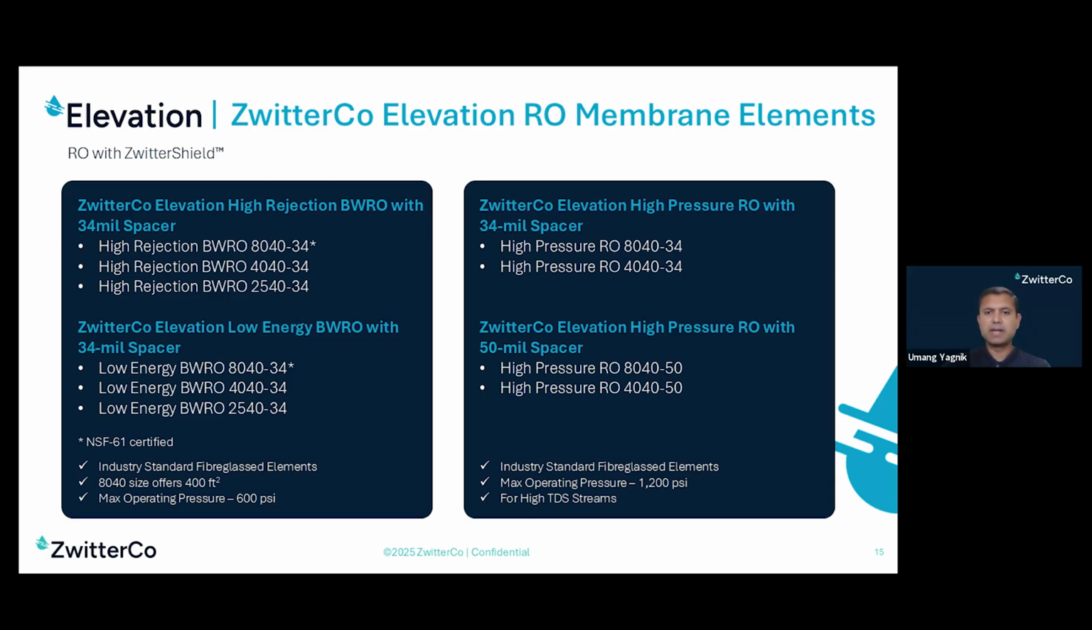This is basically an Elevation high rejection membrane flat sheet rolled in a high pressure configuration so that it can handle up to 1200 psi or 83 bar feed pressure. This specific membrane finds application in, for example, first pass RO in a landfill leachate application. And it is also offered in a 50 mil feed spacer along with the industry standard 34 mil feed spacer. Now, all these membranes are offered in standard 8-inch and 4-inch configurations, some of which are also offered in a 2540 configuration for pilot scale systems.